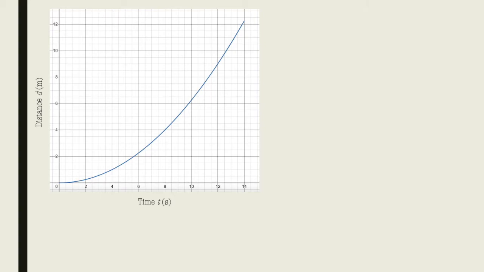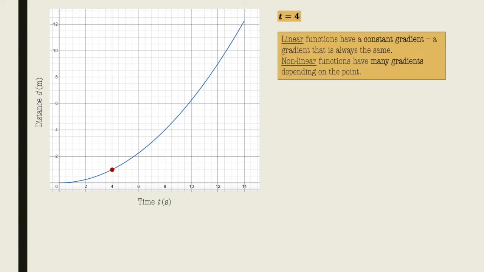This is part of a quadratic function, meaning it is a parabola. And one notable aspect of parabolas is the fact that they are not straight. I want to find the instantaneous rate of change, or if you will, the gradient of the function, at point t equals 4. Linear functions have a constant gradient, as previously stated, but nonlinear functions have multiple gradients. The gradient at one point will be different from the gradient at another.